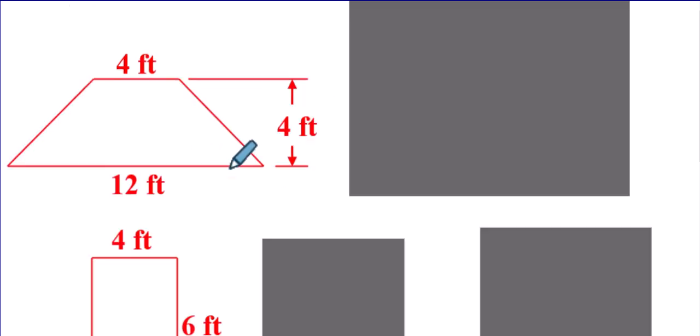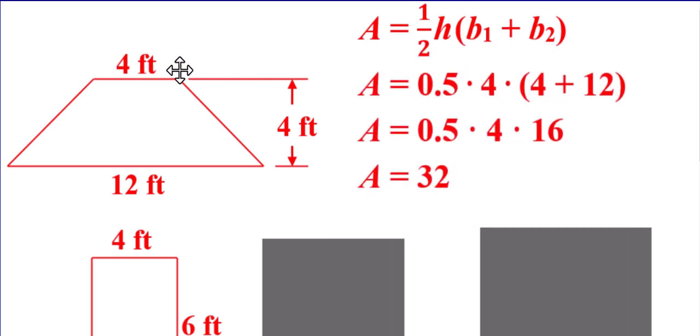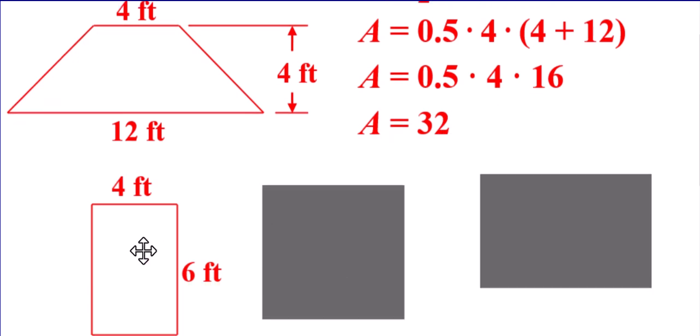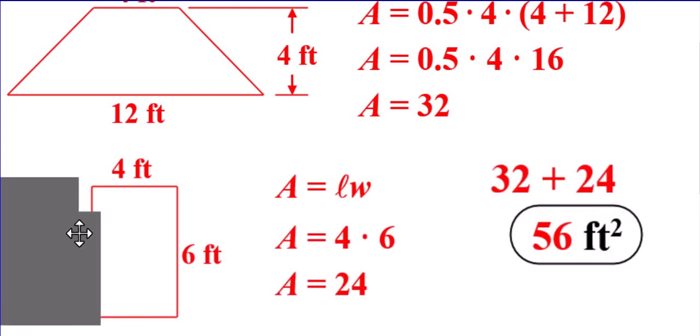Okay, so if you did it my way: trapezoid, formula, substitute, solve. Hopefully you had 4 feet across as base 1, 12 feet across as base 2, and the height was 4, giving you an area of 32 square feet. For the little rectangle at the top, that's going to give you 24 square feet. Add them together and get 56 square feet.